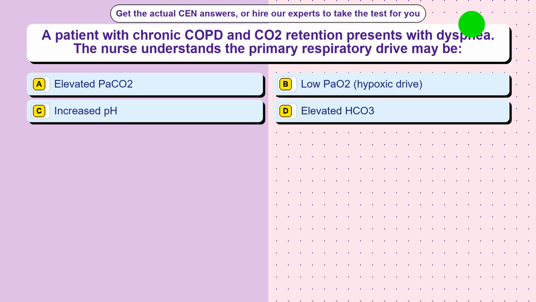Question 19. A patient with chronic COPD and CO2 retention presents with dyspnea. The nurse understands the primary respiratory drive may be: Option A. Elevated PaCO2. Option B. Low PaO2, hypoxic drive. Option C. Increased pH. Option D. Elevated HCO3.